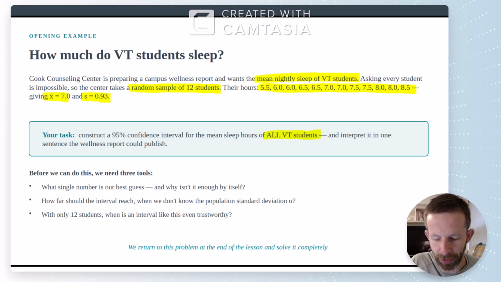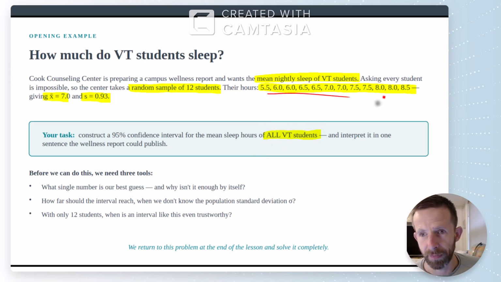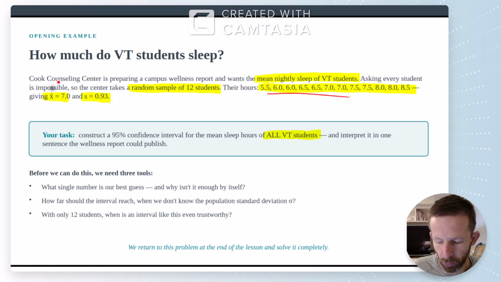So we have a sample here, a sample of 12 of them. And then we want to use that to have some sort of an idea of what the average for all Virginia Tech students is. Before we do this, we need three tools. What single number is your best guess? So a single best guess for the population mean would be the sample mean.